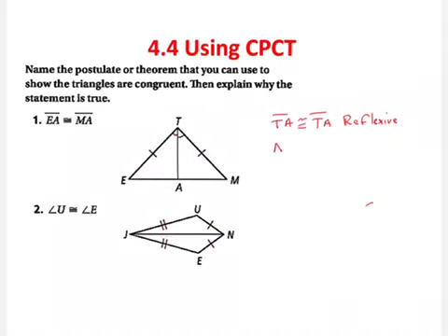From there, I've got that the two triangles, triangle, let's say EAT, is congruent to triangle MAT by side, angle, side congruence. Therefore, EA is congruent to MA by CPCT.